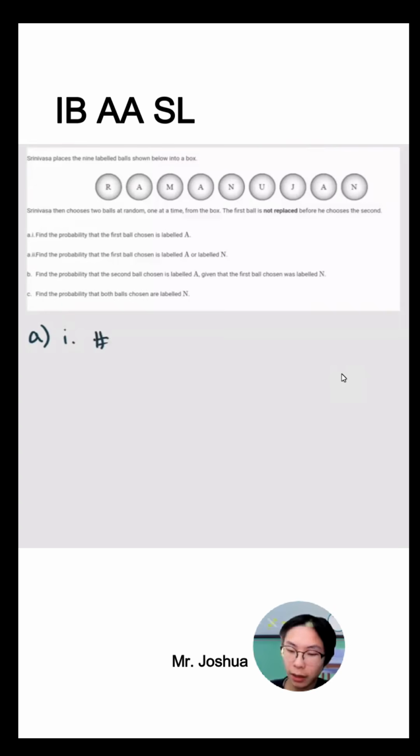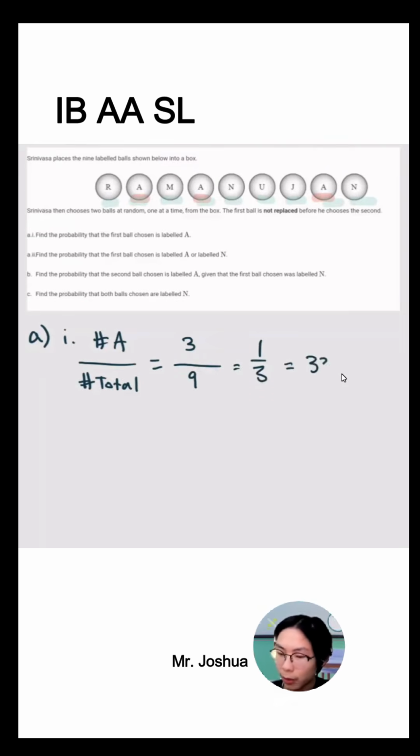To find this, we need to get the number of balls labeled A divided by the number of total balls in the box. The number of balls labeled A is 1, 2, 3. We get 3 divided by the number of total balls in the box, which is 1, 2, 3, 4, 5, 6, 7, 8, 9. This is 3 over 9, or 1 over 3, or 33.3%.